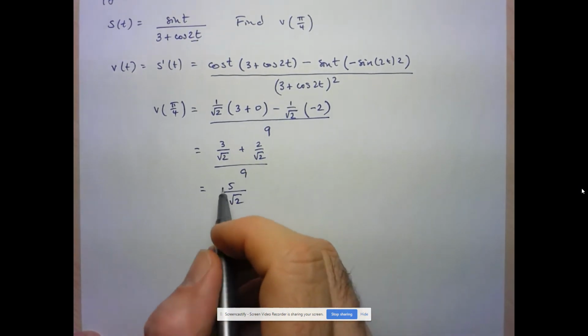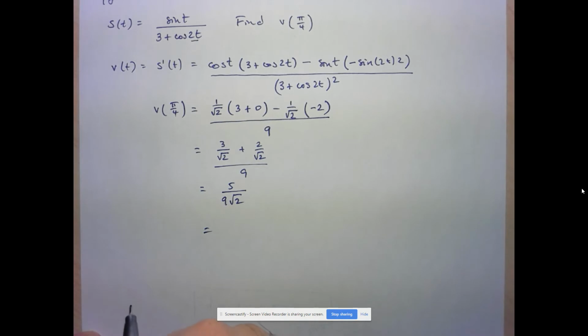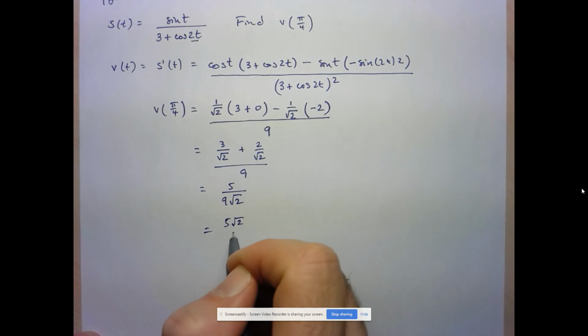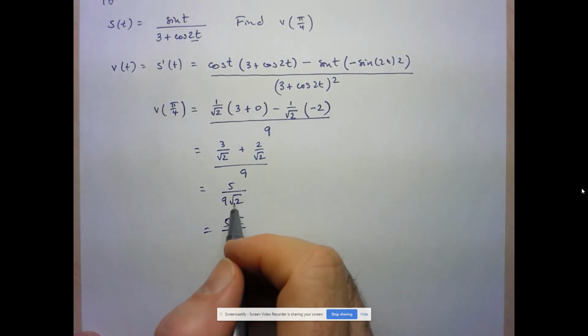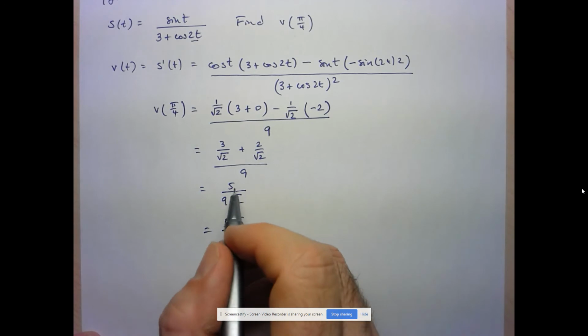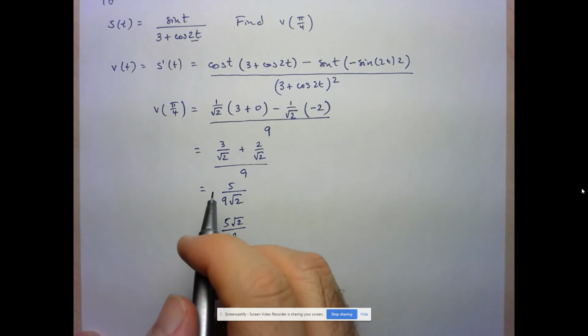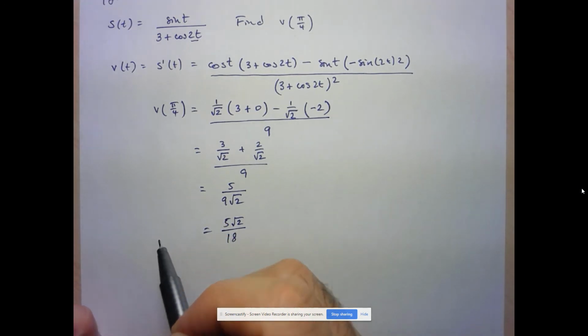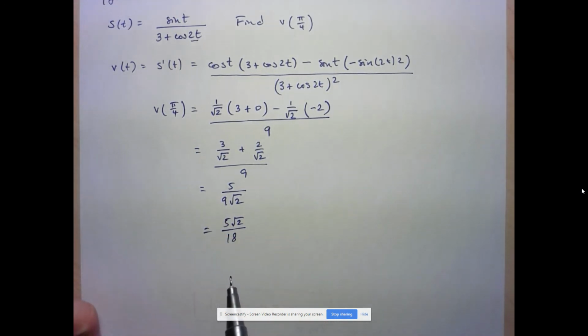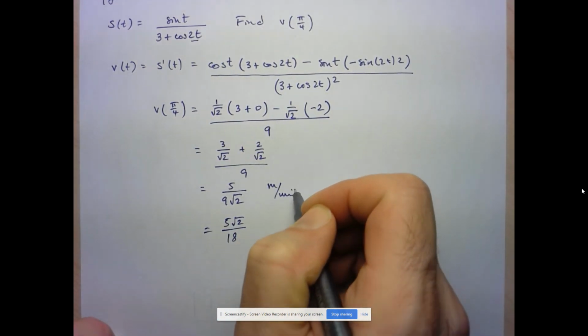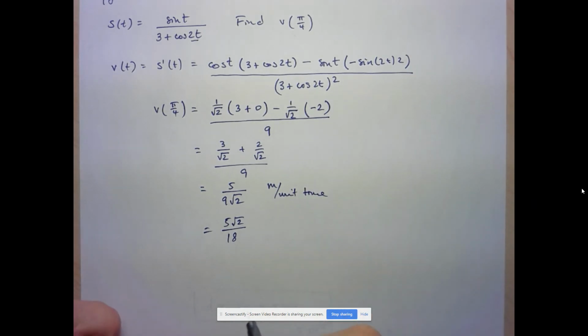I suppose if you really did want to rationalize, you could go a little further here and multiply numerator and denominator by root 2 and write it as 5 root 2 over, and root 2 times root 2 is 2, so 9 times 2 is 18. But like I said, I'm perfectly happy with this answer. Now, because this represents velocity, we need to give some units. I look at the question, and I see that they tell us that the displacement is in meters, but they don't actually give us a time unit. So here we can just say meters per unit time, whatever that happens to be.